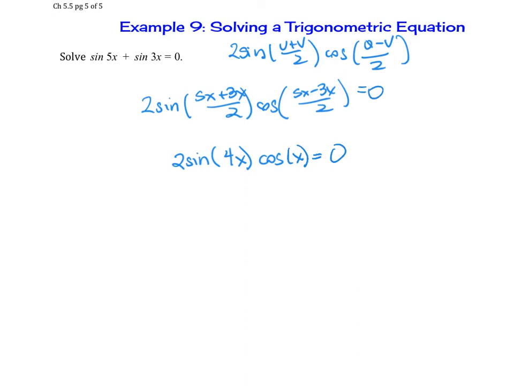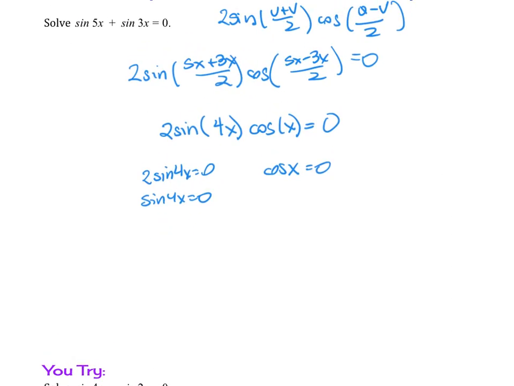And then we solve. So using the zero product property, we have 2 sine of 4x equals 0 and cosine of x equals 0. So 2 sine of 4x equals 0, so this is just going to be sine of 4x equals 0. So when does sine equal 0? Sine equals 0 here and here, at 0 and at pi.